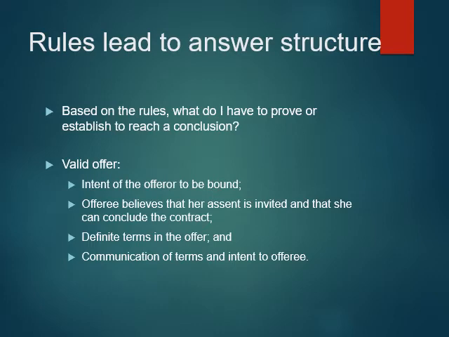So once you write out the rules, you'll know that to have a valid offer, you need the intent of the offeror to be bound. The offeree believes that her assent is invited and that she can conclude the contract. There are definite terms in the offer, and there is communication of terms and intent to the offeree.